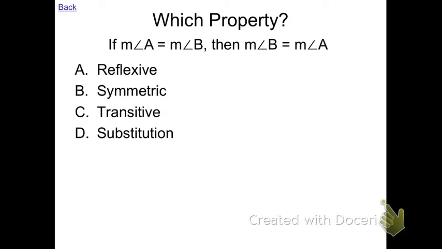Here we have an angle, measurement of angle A equals measurement of angle B. We can then flip the order of the equality and say that the measurement of angle B equals the measurement of angle A. The flipping of the order is the symmetric property.